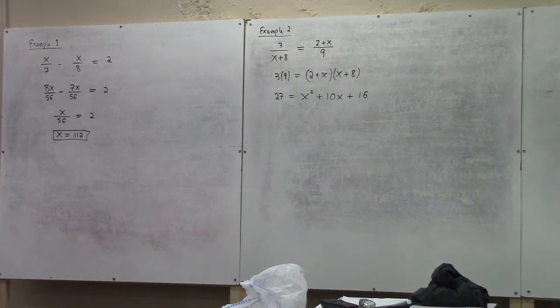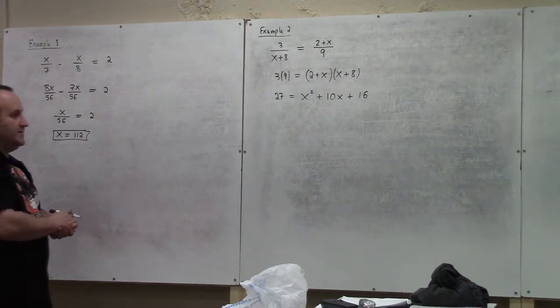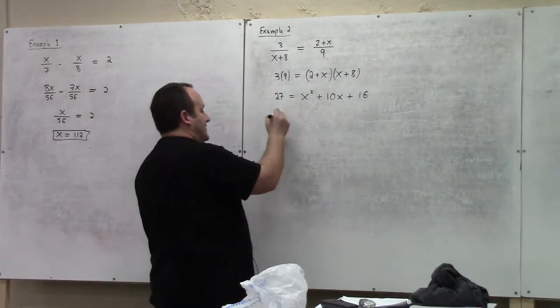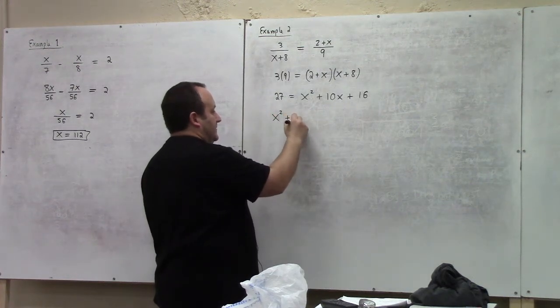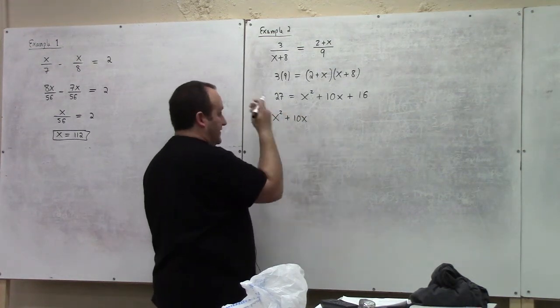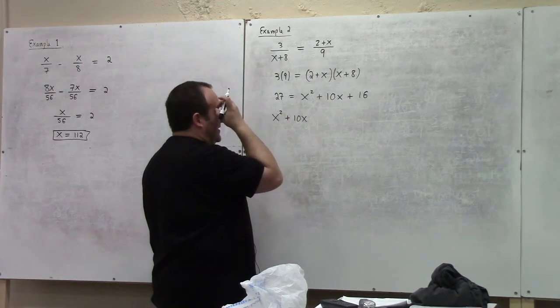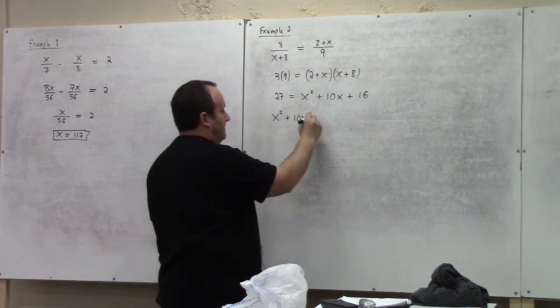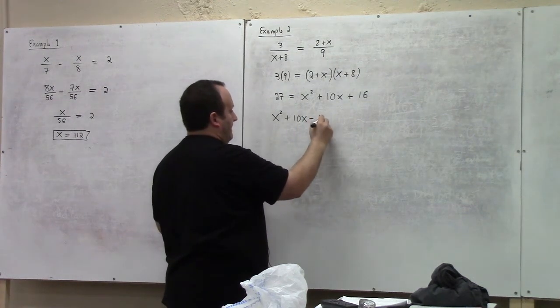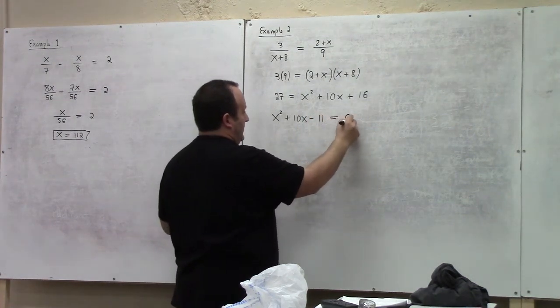How do we solve something like that? What do we do? Combine like terms. Okay, so I'm going to take your combined like terms, and we want to put everything on one side, right? So make it equal to 0. So what's 16 minus 27? Negative 11. So x squared plus 10x minus 11 equals 0, right?